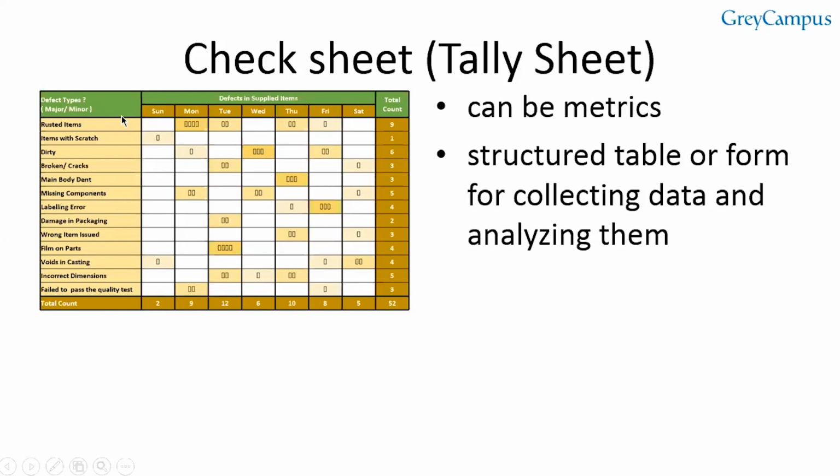We're looking for the defect type, major or minor, the defects in supplied items, the days of the week, the total. So a lot of data is being collected here. Some common types of check sheets would be defect or cause check sheets. An example of this would be causes for a late shipment. And we see in this example here, we have the defects in the supplied items.